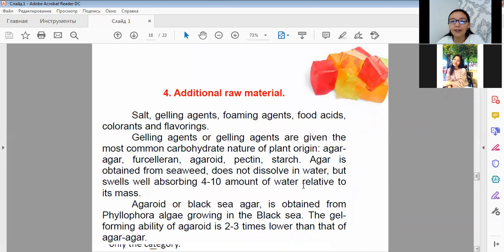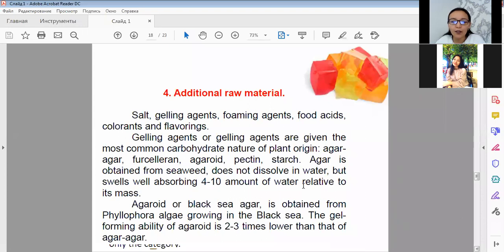And the next group of raw materials is additional material. Additional raw materials may be salt, gelling agents, foaming agents, food acids, colorants, and flavorants. Gelling agents are most commonly carbohydrates of plant origin, for example, agar, agaroid, pectin, starch.